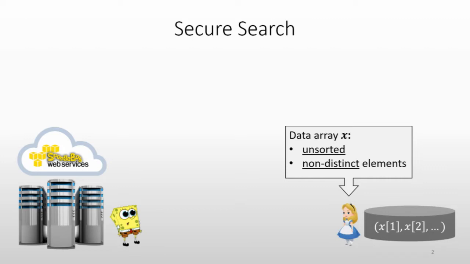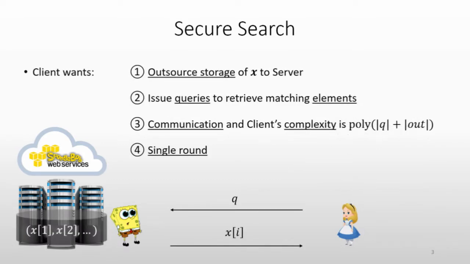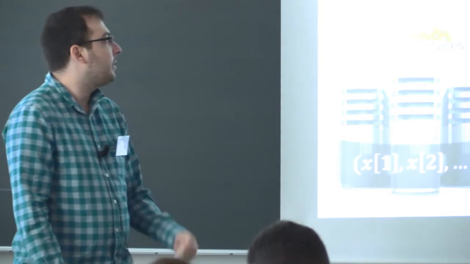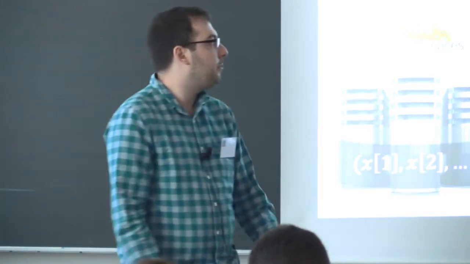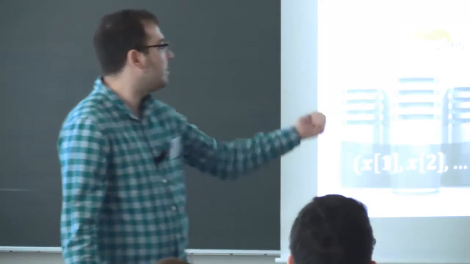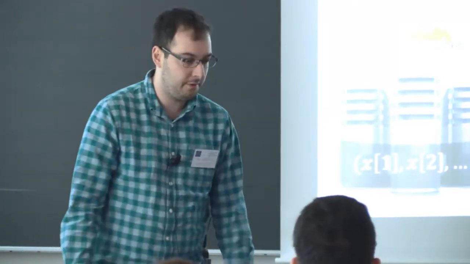Suppose Alice has a data array that is unsorted, and its elements are not necessarily distinct. She wants to outsource the storage of this array to SpongeBob Web Services, and later she wants to issue queries and to be able to retrieve the matching elements. She wants the communication and her complexity to be polynomial in the size of the query and the size of the output, and she wants it all to be done in a single round.